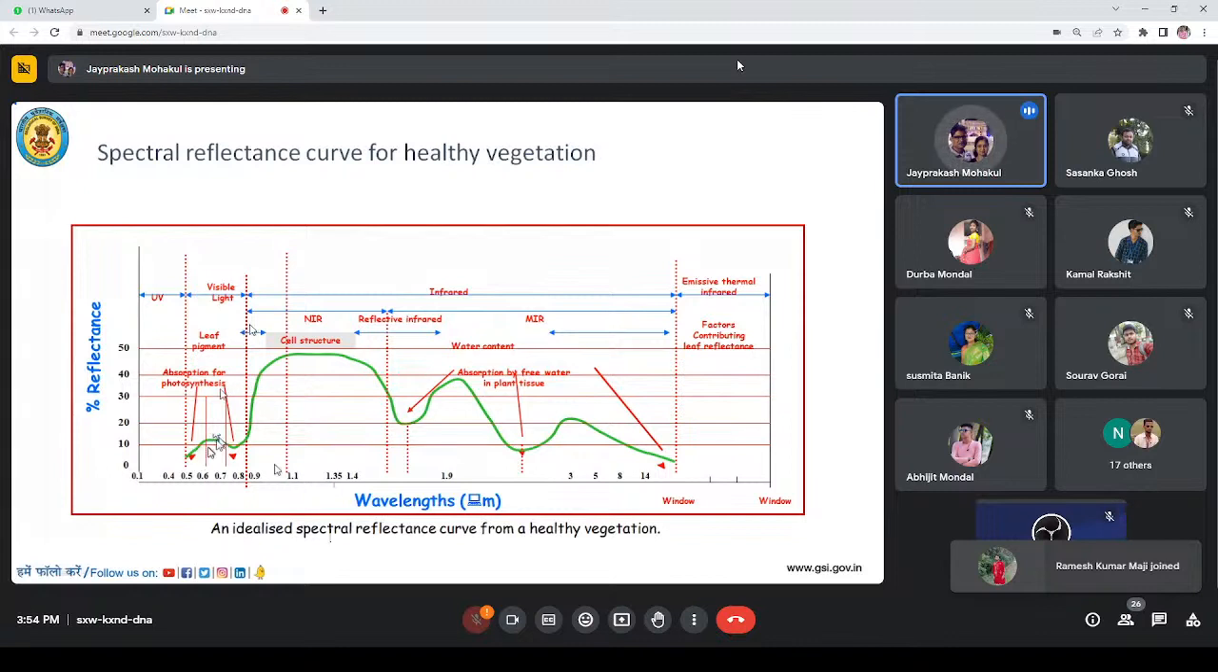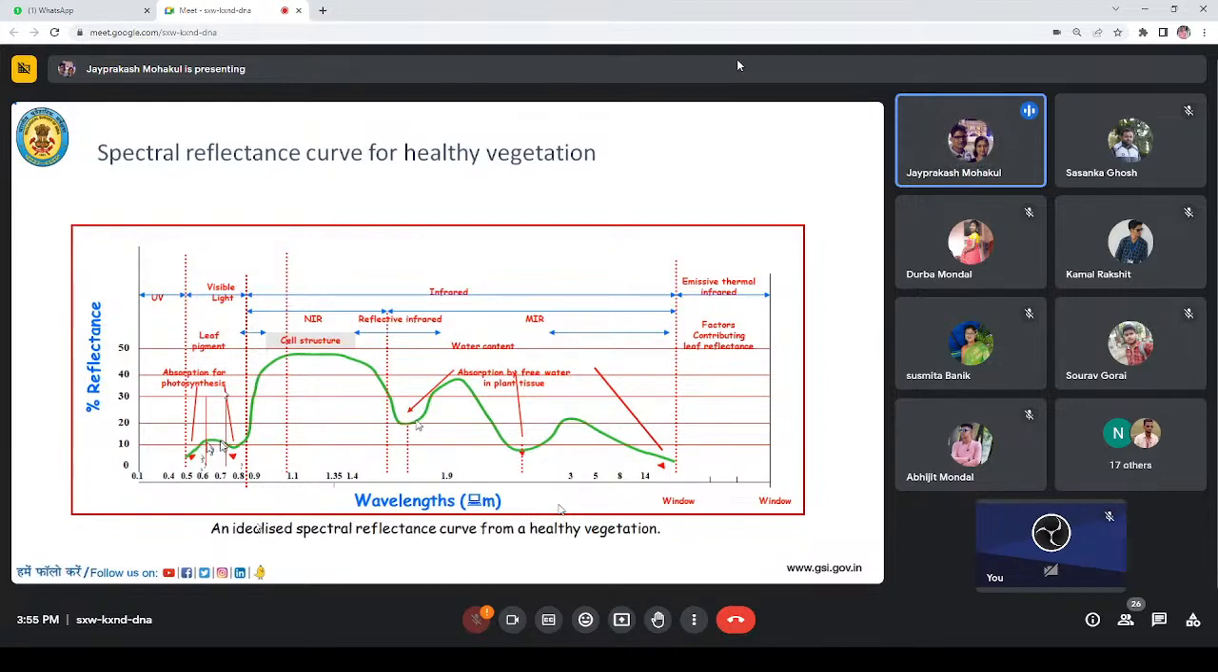Now, in the NIR range it has a higher reflection because of the cell structure, right? And whatever free water is there, they are responsible for a huge amount of absorption in the 1.8 micrometer range and around the 2.2 micrometer range, absorption by free water in plant tissues. So this can also be taken into account for deciphering the health of a vegetation.